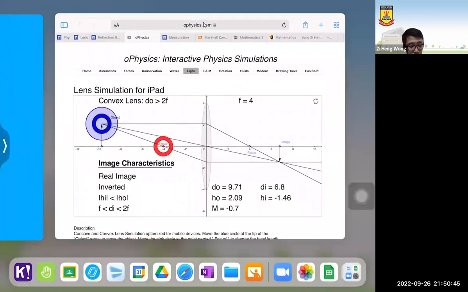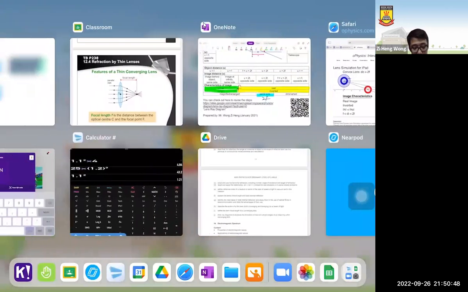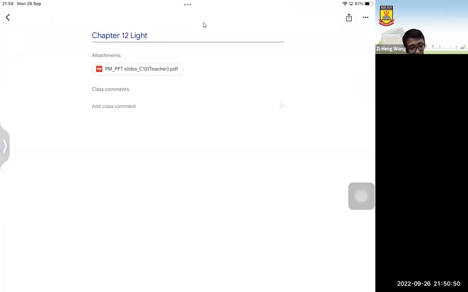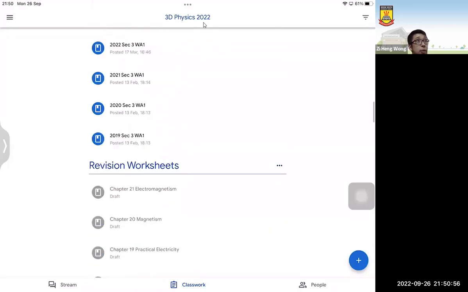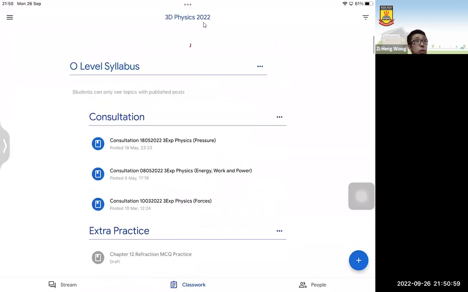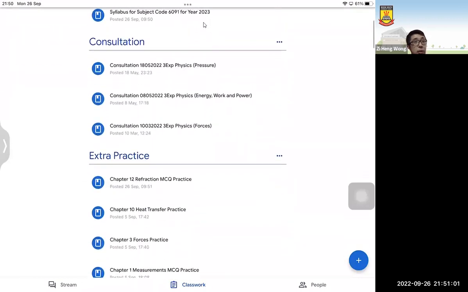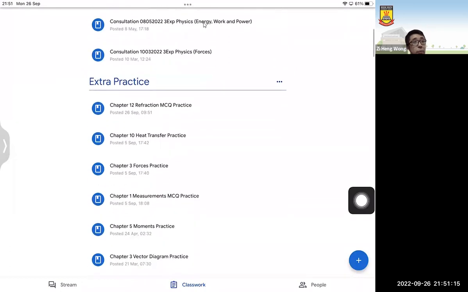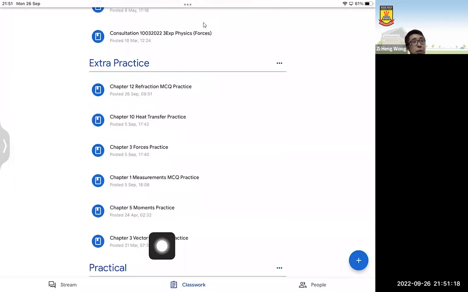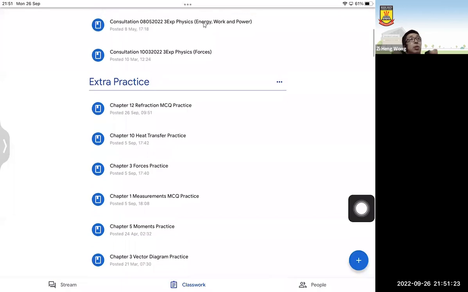You want to practice refraction just now? I uploaded some on Google Classroom, I think. Okay, so you can go and take a look. Well, it's MCQ. Okay, so the extra practice, I read this in 2017 when I was teaching 3A pure physics at the time. Okay, so I happened to dig it out and find it. And these are the other practices that you have requested before, like moments, vector diagram, all this, you can go back to this. Okay, so these are just random practices that I find.